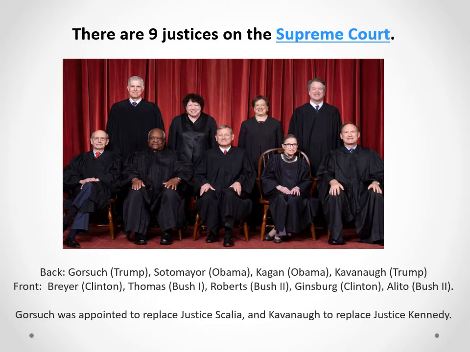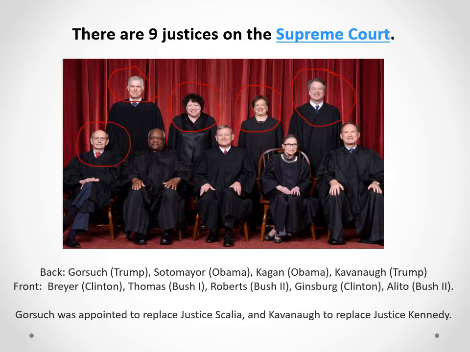And each of these justices was appointed by a president. So in the back, we're going from left to right here. I'll circle them. You have Justice Gorsuch. He was appointed by President Trump. Justice Sotomayor, she was appointed by Obama. Also, Justice Elena Kagan, she was also appointed by Obama. Here you have Justice Kavanaugh, also appointed by Trump. So those are the 4 most recently appointed justices.